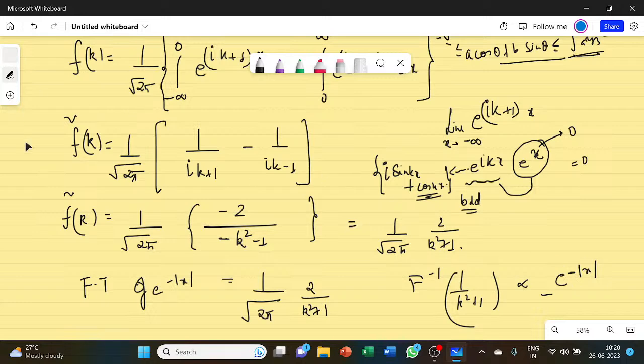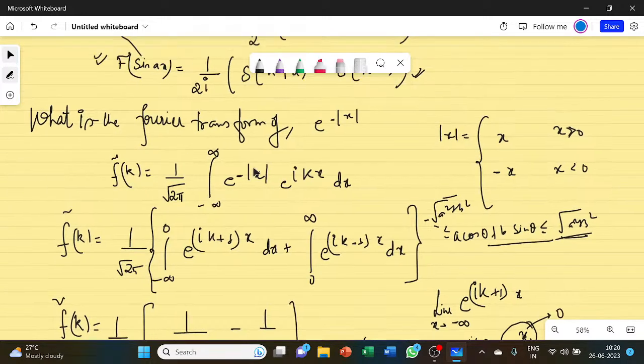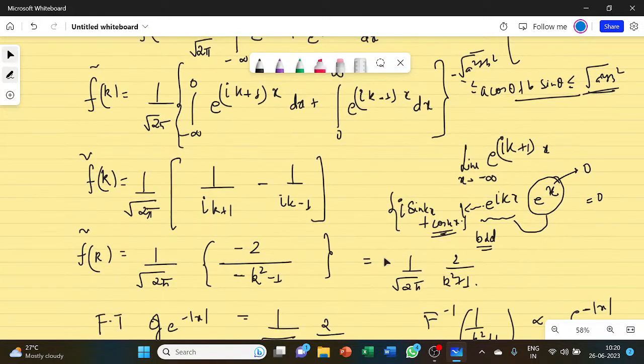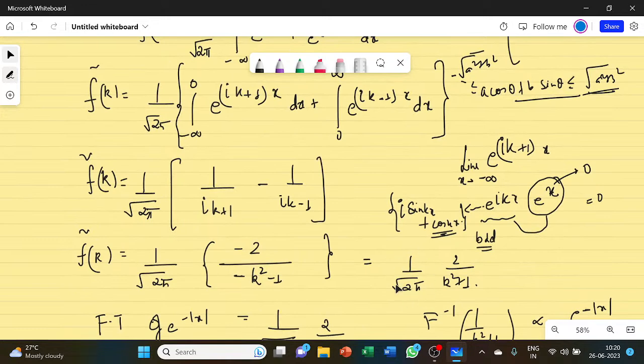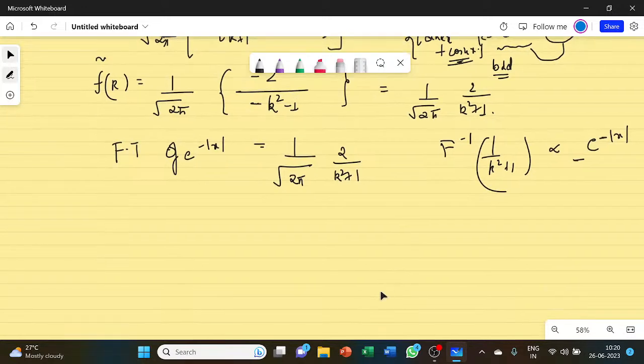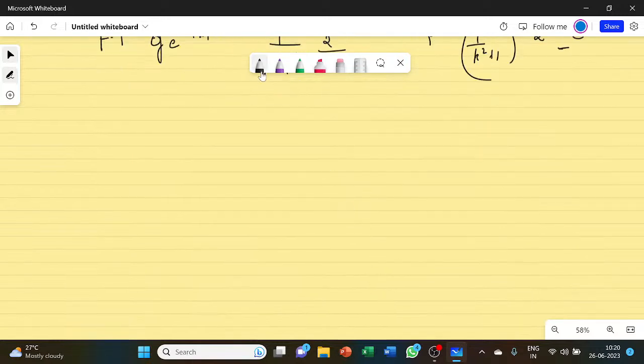But right now, just remember, the Fourier transform of e to the power minus modulus of x is 2 upon root over 2 pi times 1 upon k square plus 1. At times you'll find that in questions it may not be given to you in the exam. It is entirely the choice of the examiner to give it or not. But overall, remember 2 upon k square plus 1. This is something you should remember: 1 upon k square plus 1 is the Fourier transform of e to the power minus mod x. Okay, so let us take that question itself.